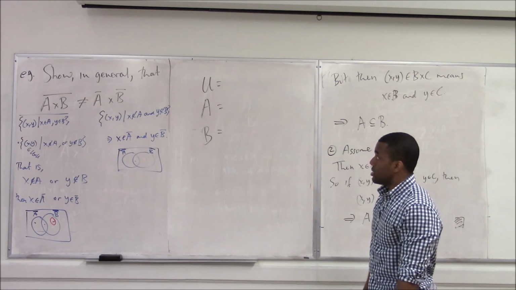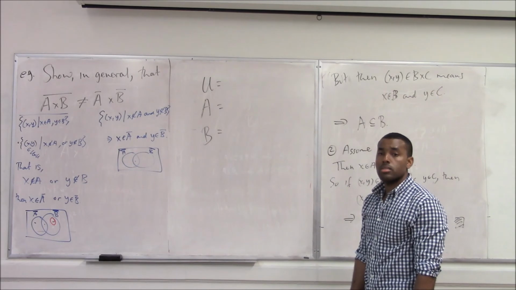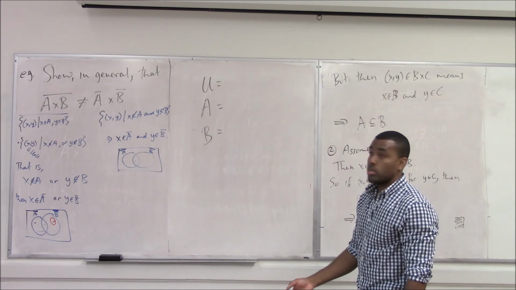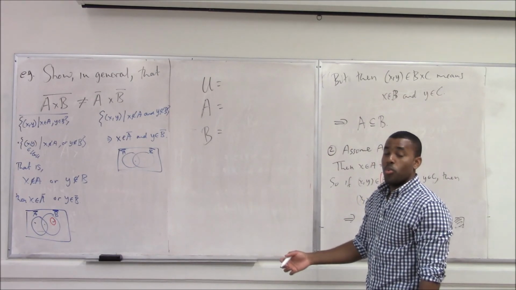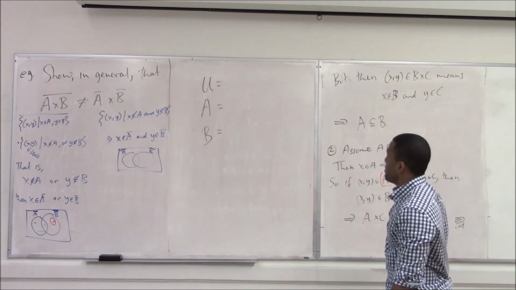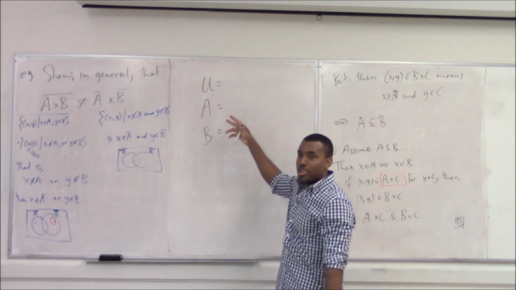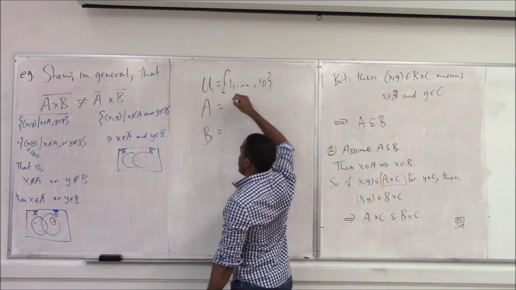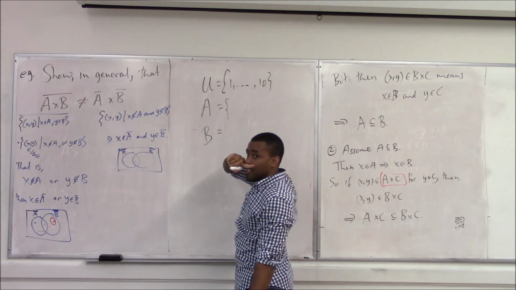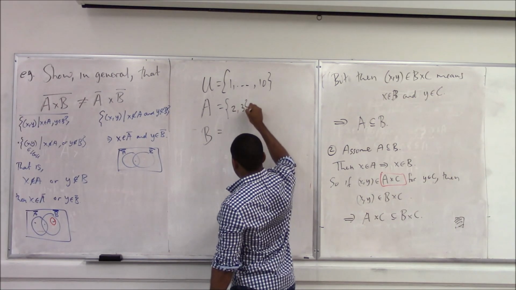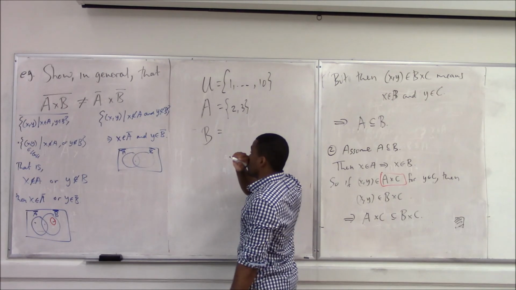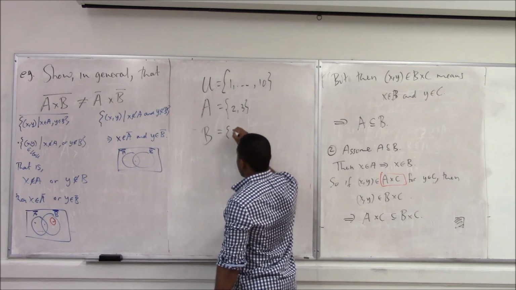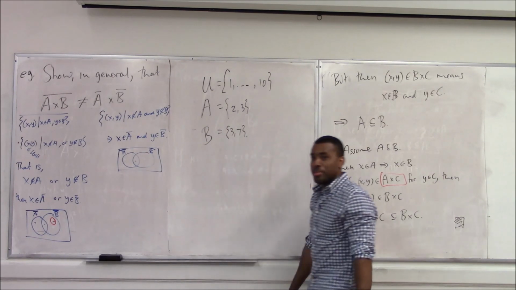It might be easier to just use some small sets. Let's say U is 1 through 10. Okay, let's do 1 through 10. And what would A be? So let's say A is 2 and 3. Okay. And then let's say B is 3 and 7. So you're just throwing some random examples out there.